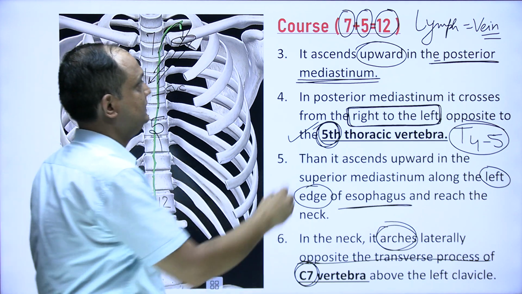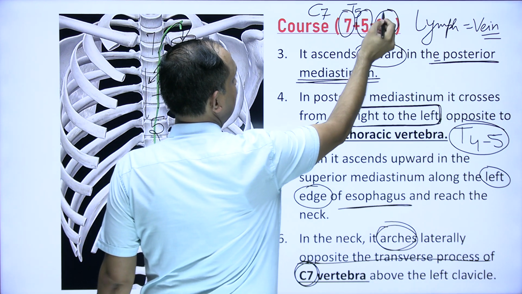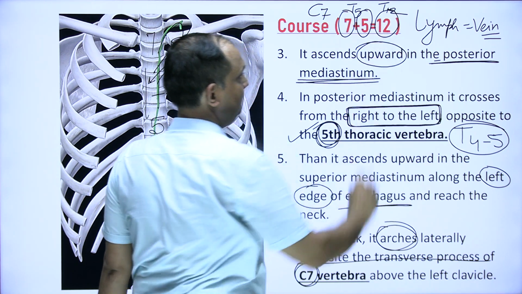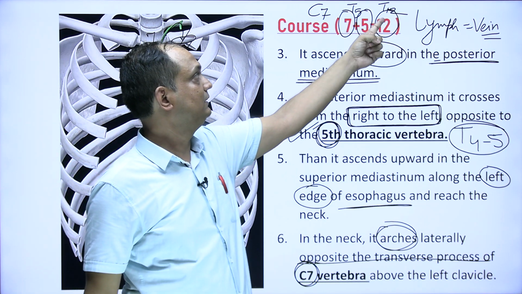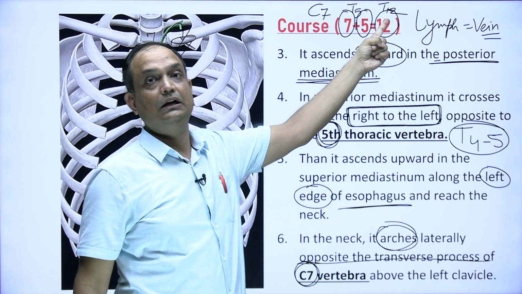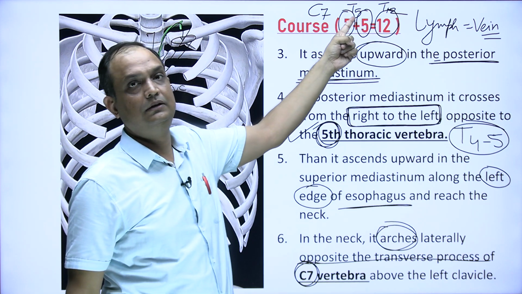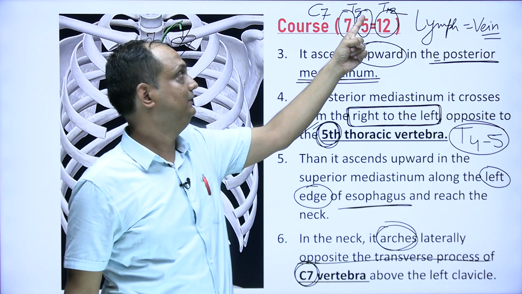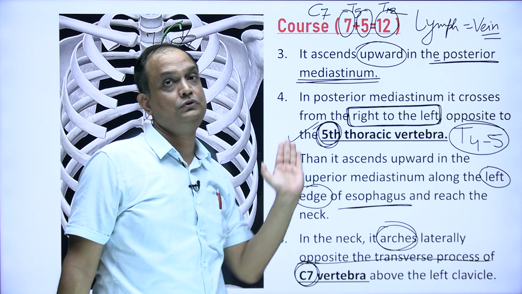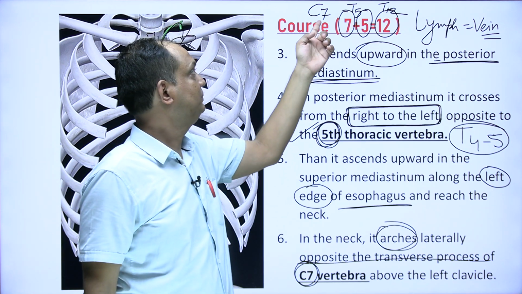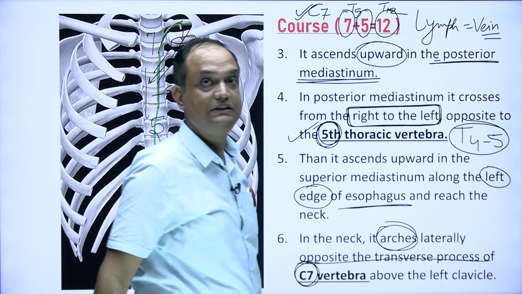Now what is the meaning of 7? It is C7. What is the 5? It is T5, and the total is 5 plus 7, 12. So it is T12. So you can keep this in mind when you are writing the course, that the thoracic duct starts from T12, it enters into the thorax at the level of T12, then it changes its course from right to left at the level of T5, then it enters into the neck, and in the neck it arches from posterior to anterior side because it is running in the posterior mediastinum. So the arch starts at the level of C7.